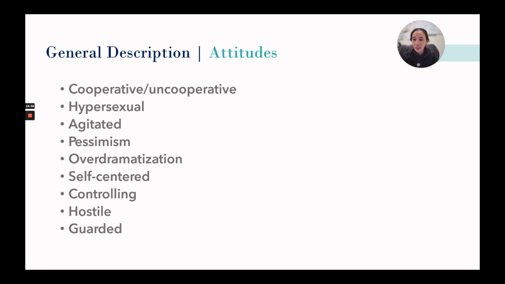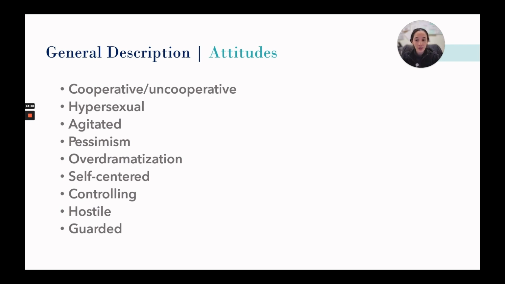All right, so still under the general description, there is also the attitude of the patient. So are they cooperative or uncooperative? Are they presenting hypersexual? Are they agitated? Are they pessimistic? Are they having over dramatization of situations? Are they very self-centered, not really being able to think about anything else outside of themselves? Are they controlling? Are they hostile?